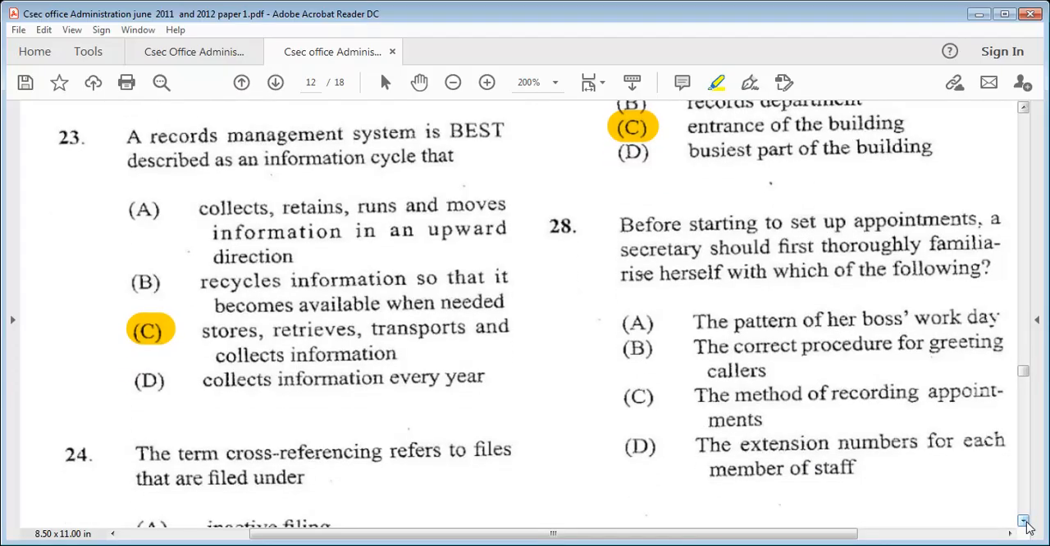Before starting to set up appointments, a secretary should first thoroughly familiarize herself with which of the following? A, the pattern of her boss' workday. B, the correct procedure for greeting callers. C, the method of recording appointments. Or D, the extension numbers for each member of staff. Our answer would be A, the pattern of her boss' workday.